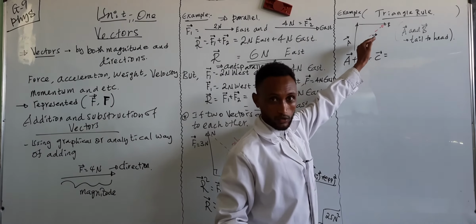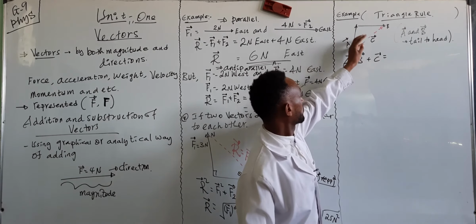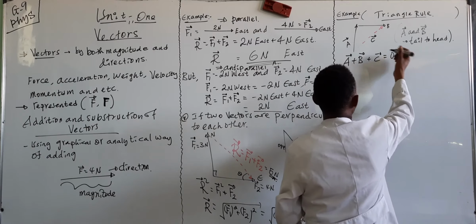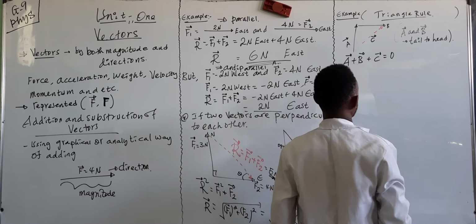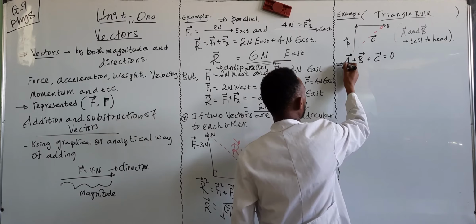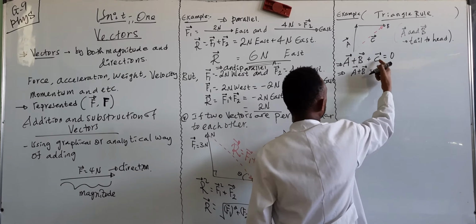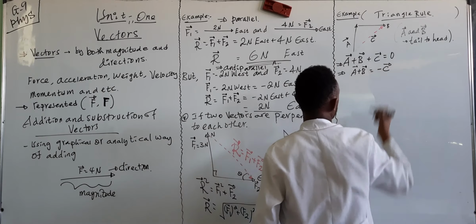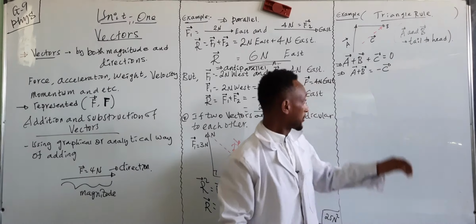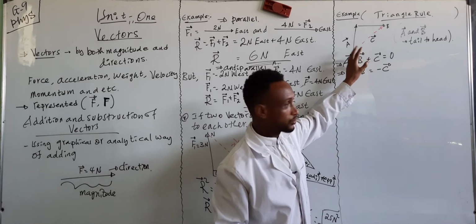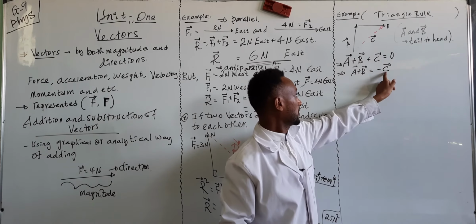If the triangle is a closed loop, the summation of all three vectors is equal to 0. Vector A plus vector B plus vector C equals 0. This means that vector A plus vector B is equal to 0 minus C, which is minus vector C. So according to this triangle rule, from a closed loop the summation of all vectors is 0.